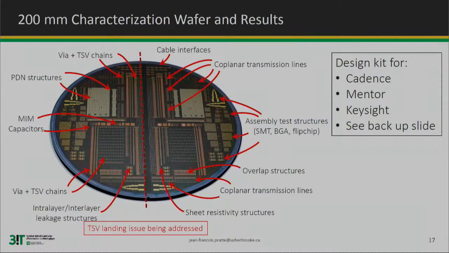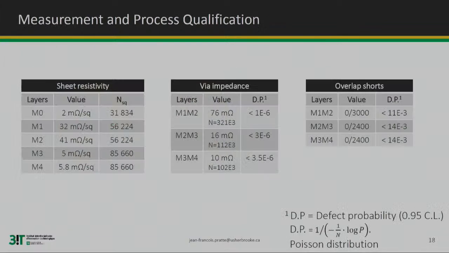We have many test structures that I will skip because of time, but we wanted to test many things to make sure that we qualify the process. Based on the measurements, we developed design kits for Cadence, Mentor, and Keysight, so that we can share this with the community and hopefully do some MPW, multi-project wafer runs, so that each of us can design our own interposer if needed. This is a 200 millimeter wafer process.